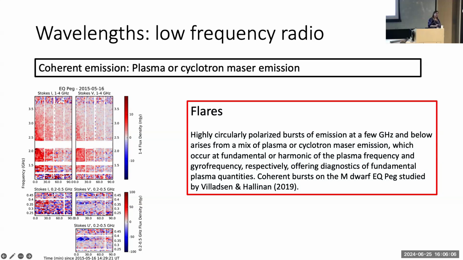Because there is a very nice mapping between the plasma frequency and the electron density in the atmosphere where the phenomenon is happening, or the magnetic field strength in the atmosphere where the phenomenon is happening. And the cyclotron frequency, the observing frequency, gives you a very nice discriminator for some fundamental processes.